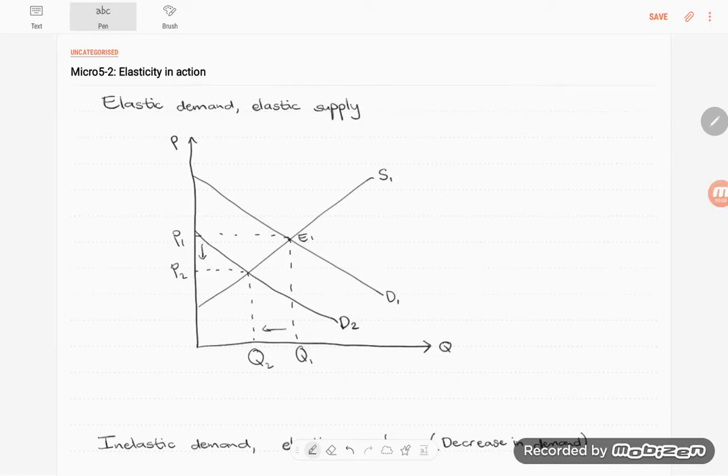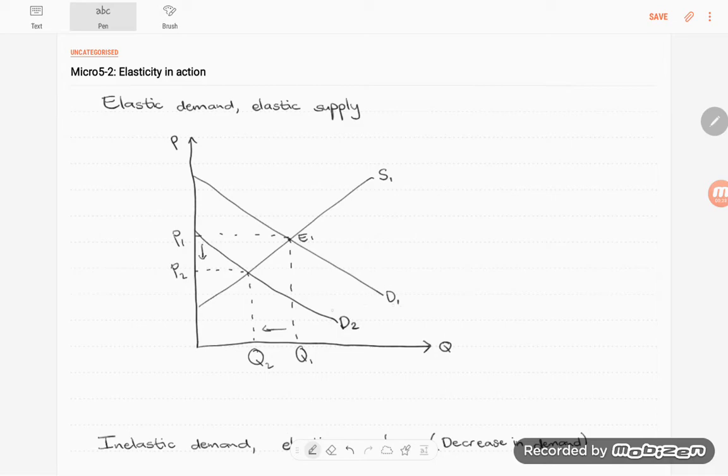In this video, we will look at why elasticity is important for demand and supply analysis. Now, usually when we start, we usually draw an elastic demand and an elastic supply. And it looks something like this. Not too steep supply curve and a not too steep demand curve.